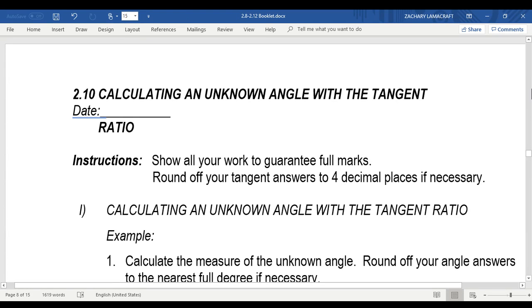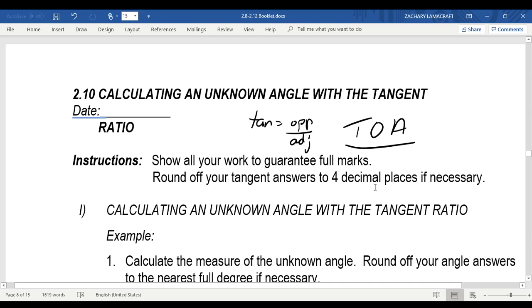Okay, so we are working on 2.10, which is calculating the unknown angle with the tangent ratio. So we've done the ratio. What's our ratio again? Tan is equal to opposite over adjacent. Awesome. And what's our acronym we use? TOA. So it's important to remember those things every single time we deal with the tangent ratio.